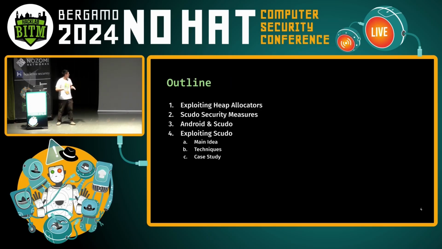This is what my talk is going to be about. I will walk you through, from setting the stage of why we want to exploit the allocator, to the internals of how Scudo works, all the way up to the exploitation techniques that we found and a real world-ish example.